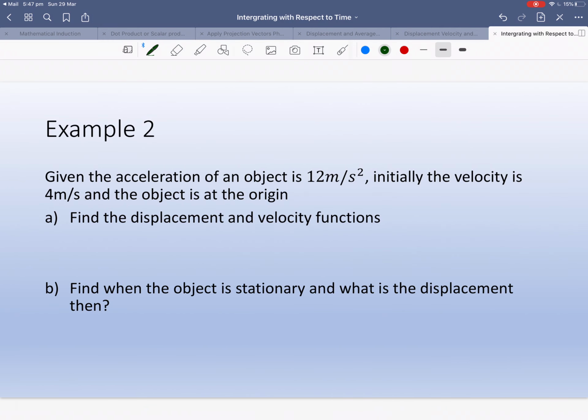All right, example 2. Given the acceleration of an object is 12 meters per second squared, initially the velocity is 4 meters per second, and the object is at the origin. So initially, t equals 0, the velocity is 4 meters per second, and the object is at the origin. Find the displacement and velocity functions. So essentially the same thing as we've done now. So let's go. A equals 12, because that's what it says, acceleration equals 12 meters per second squared.